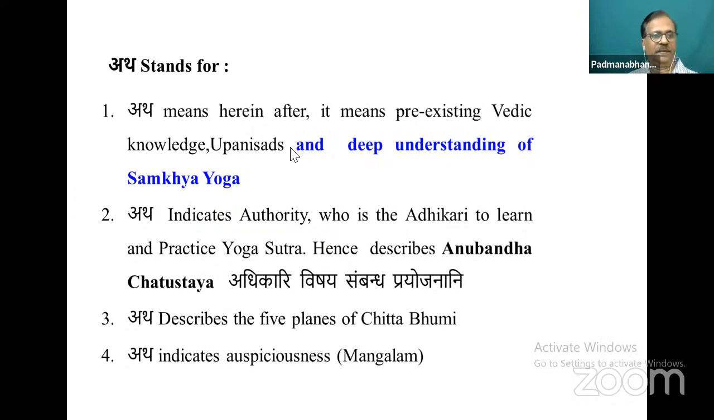And the third atha describes the five planes of Chitta Bhumi. What is the state of your Chitta? If it is very much in Kshipta and Vikshipta states, then Patanjala Yoga Sutra is not for you. Then what is the remedy? Then you go back to Hatha Yoga. That is why Svatmarama said, Kevalam raja yogaya hatha vidya upadishyate. Whatever Hatha Yoga there is, it is only for the purpose of Raja Yoga.